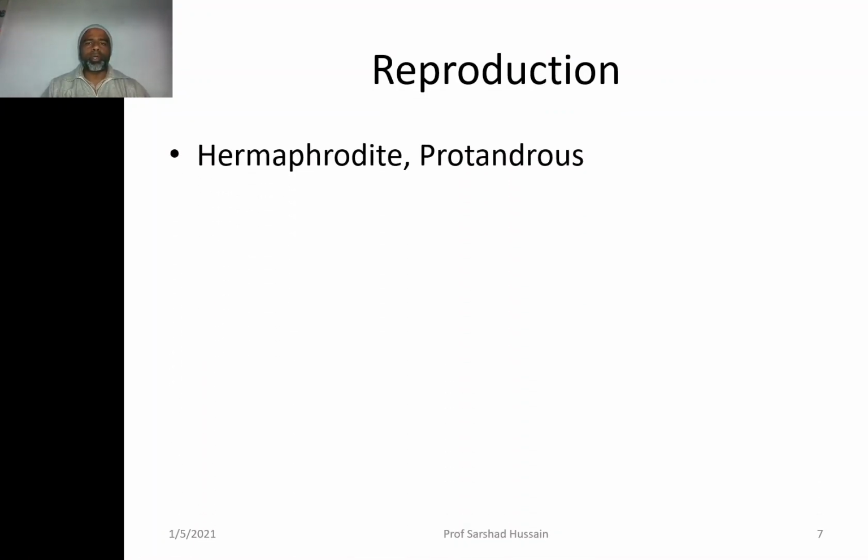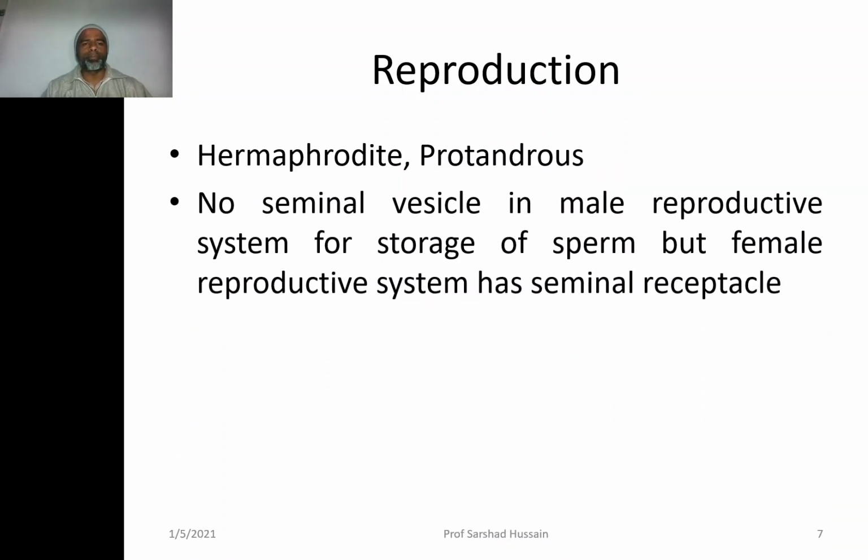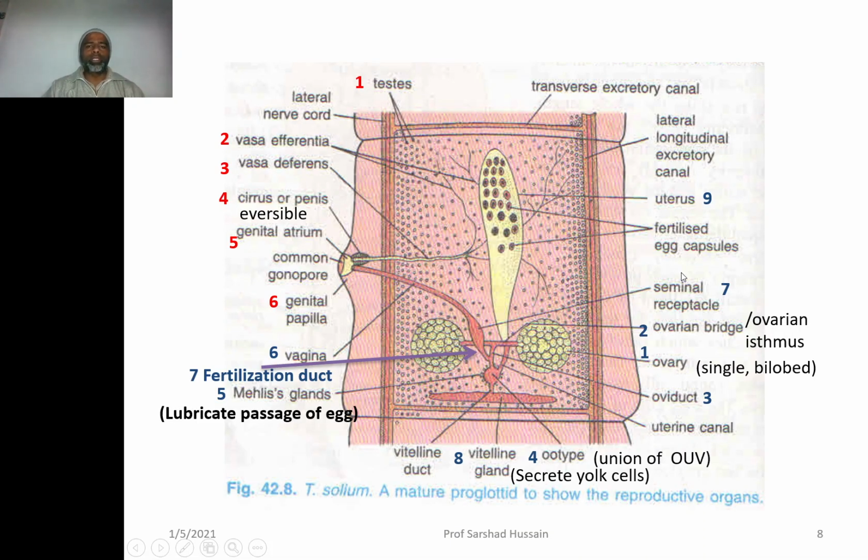As far as the reproductive system is concerned, I have already told you they are hermaphrodite, and both sexes are present in them. Male develops earlier than female, so it is protandrous. Male doesn't have anything to store the sperm, they don't have the seminal vesicle, whereas the female reproductive system will have a special part called the seminal receptacle where the sperms will be stored.